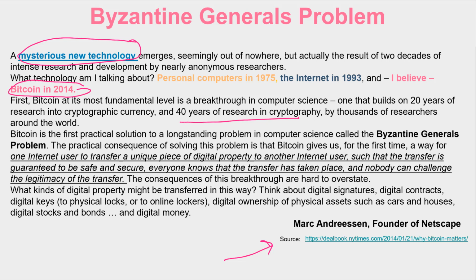The practical consequence of solving this problem is that Bitcoin gives us, for the first time, a way for one internet user to transfer a unique piece of digital property to another internet user, such that the transfer is guaranteed to be safe and secure, everyone knows that a transfer has taken place, and nobody can challenge the legitimacy of the transfer. That was the problem blockchain is actually solving: creating trust in a trustless system.